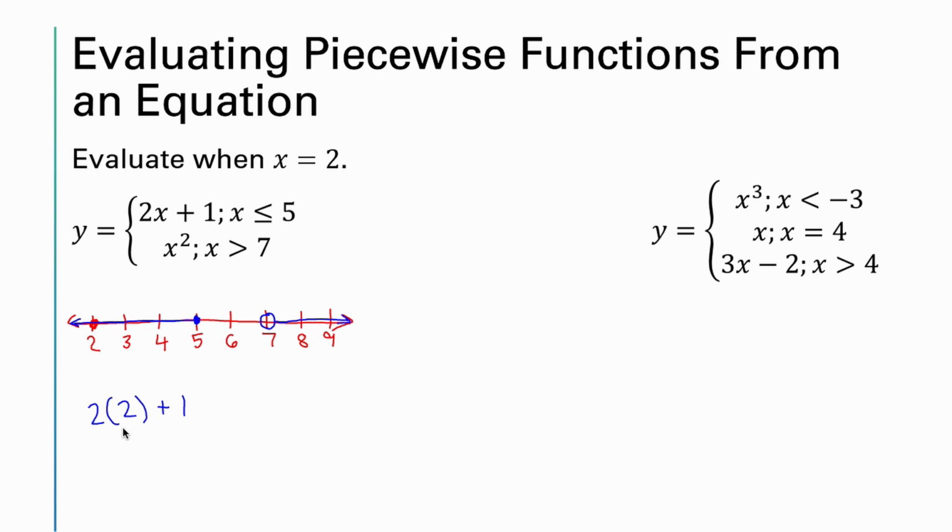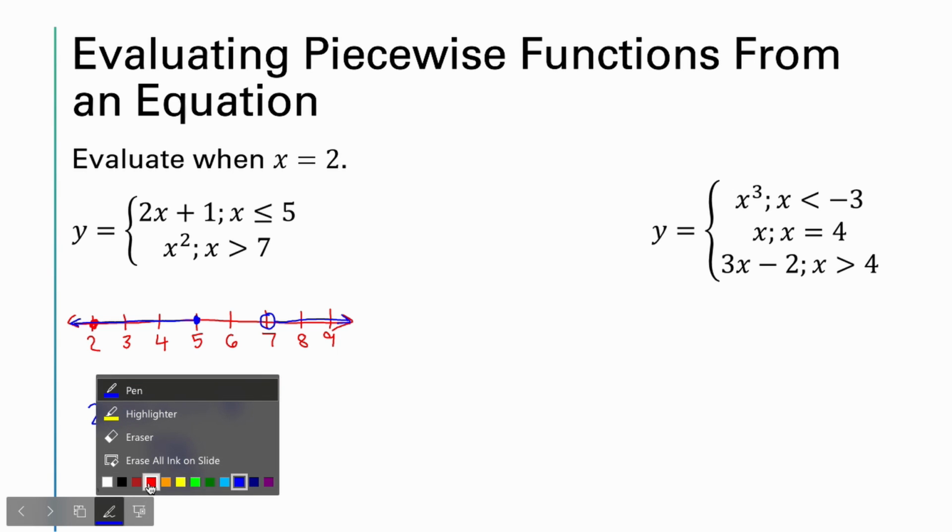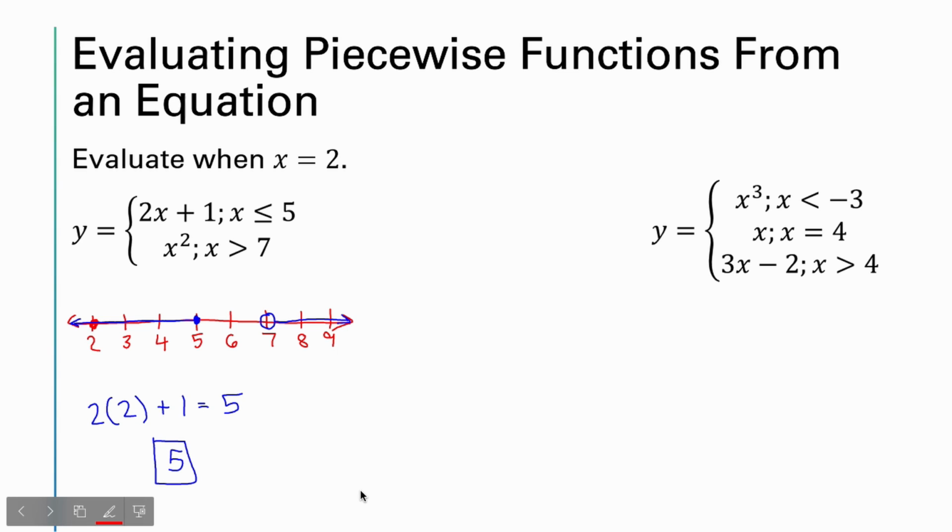Two times 2 is equal to 4, plus 1 is equal to 5. So our evaluation is 5. Pretty simple, right? Let's try the next one.